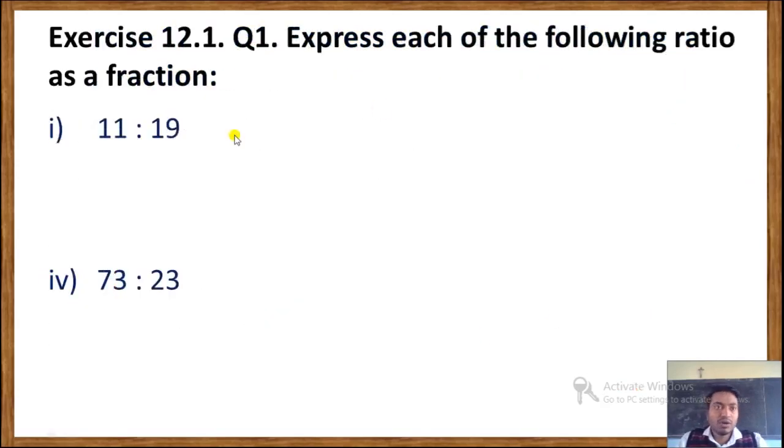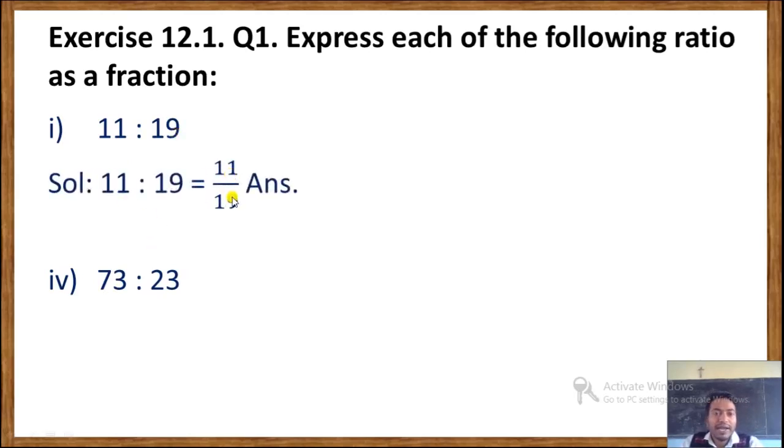Now let's solve exercise question answer. So we have exercise 12.1, question number 1. Express each of the following ratio as fraction. So we have a ratio, and this we have to write in fraction. So 11:19. How will we write this? 11 by 19.